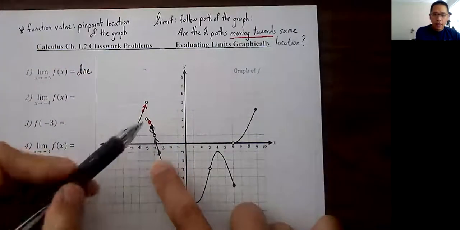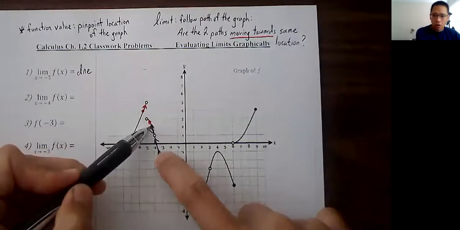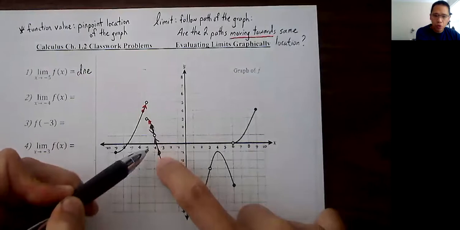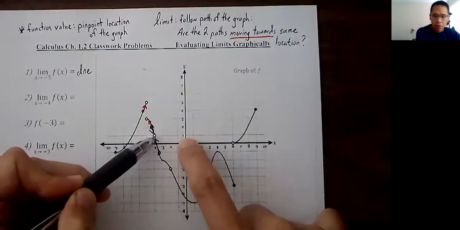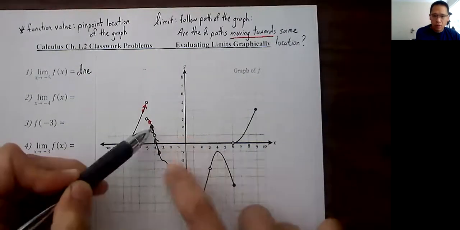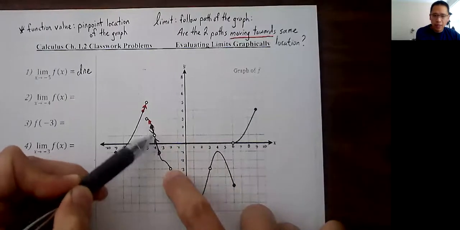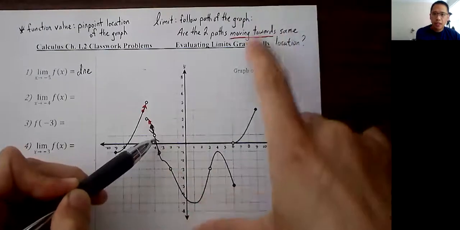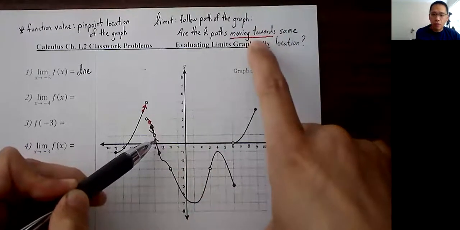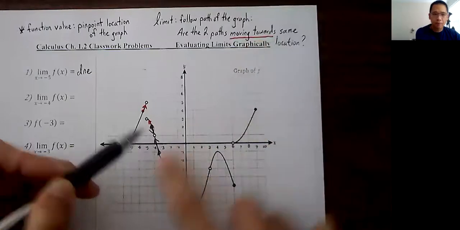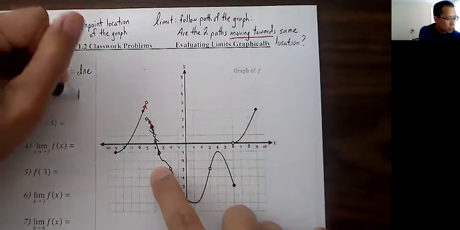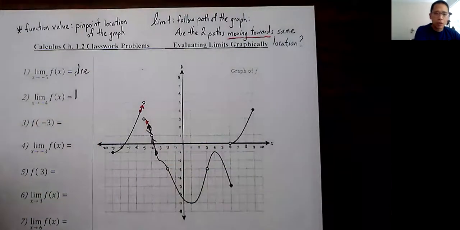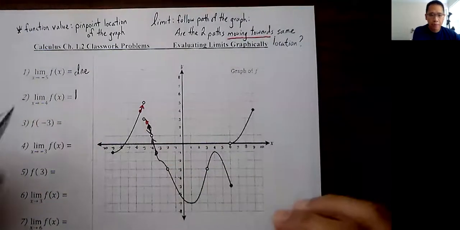I'm going to make them follow the path of these roads. Are these two cars moving towards the same destination? Yes, they're both moving towards this hole, which is 1. This one is moving towards 1, and that one is also moving towards 1. Even though they may never reach it, they're both moving towards the same location, and that's enough for our limit to exist. So the limit as x approaches -4 has a consistent movement from both sides towards 1.